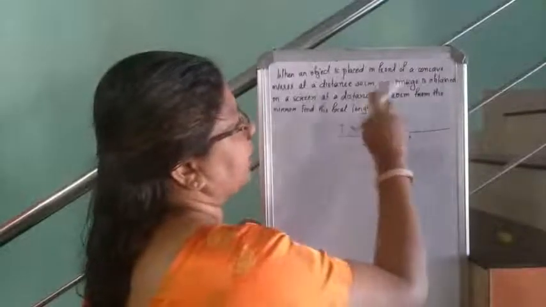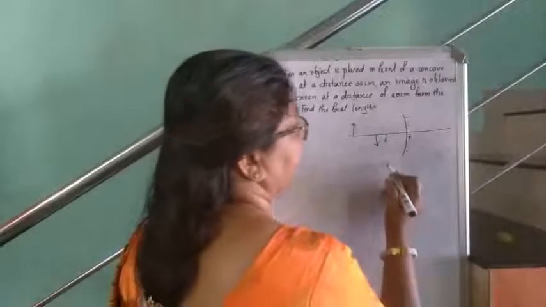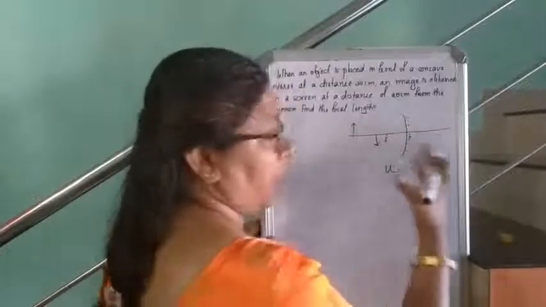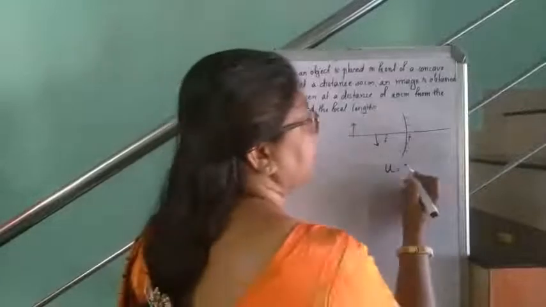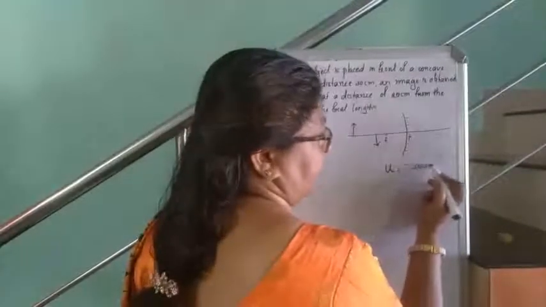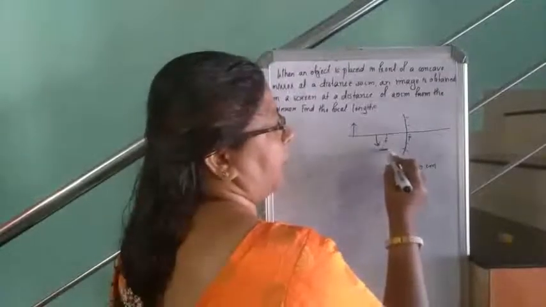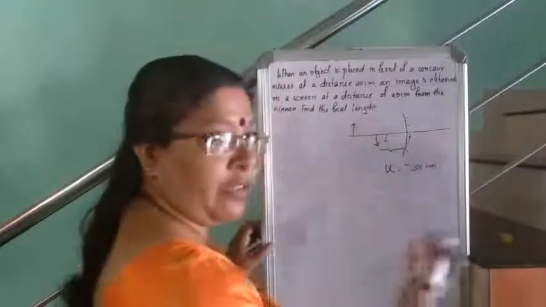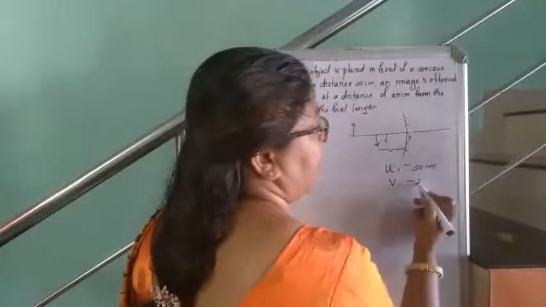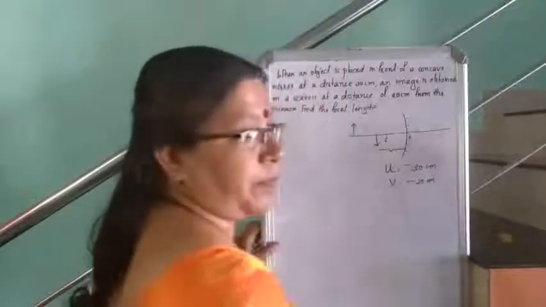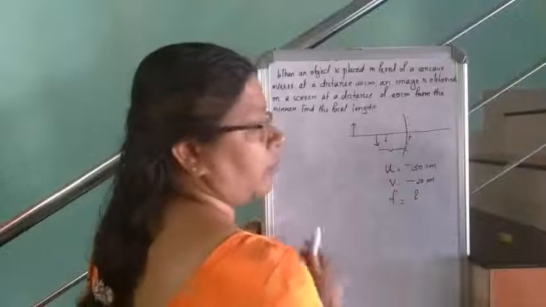So what is the distance of the object when an object is placed in front of a concave mirror at a distance of 30? So u is equal to, you will have to take it as positive or negative. U is on this side, so u is minus 30 centimeter. Then V is this distance, image to the mirror is V. It is also on the left side, so V is equal to minus 20 centimeter. You have to find out F.